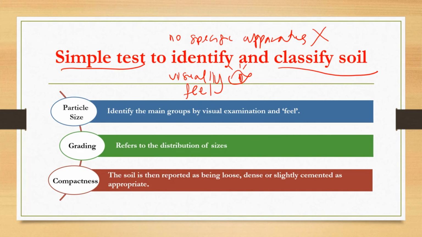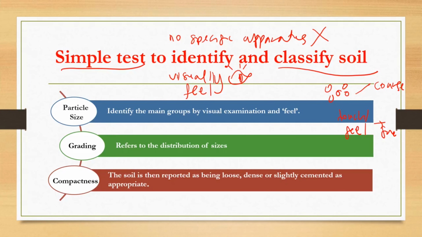So if you want to identify the main groups, you can do so by visual examination and feel. For example, if you want to know whether it is coarse or fine, you look visually. If you can see the grains, the solid particles, as long as your eyes can see them, it means that it is coarse. If you cannot see them, but you can touch and feel it, that is fine. That is in terms of particle size.